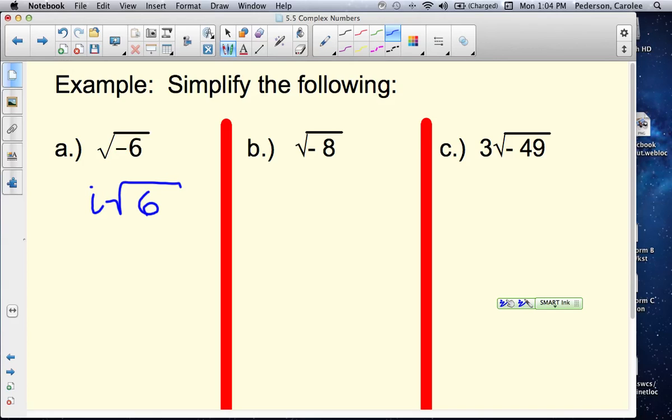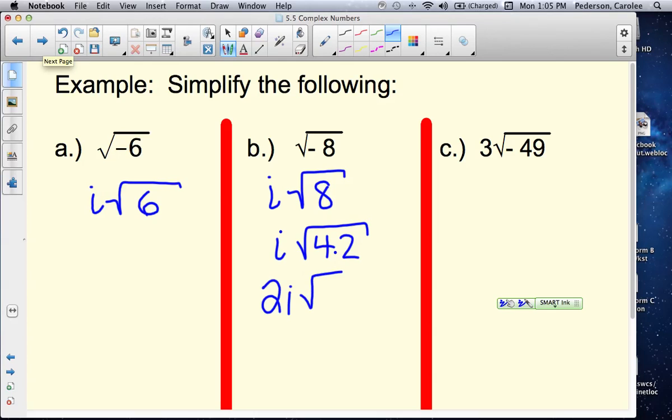We'll go on to the second example, the square root of negative 8. Again, we have a negative number underneath the radical, so we replace that with an i, and then 8. We see if we can break down 8 as 4 times 2. Now remember, the square root of 4 is 2. So we can pop out a 2, and then we're left with a 2 underneath.